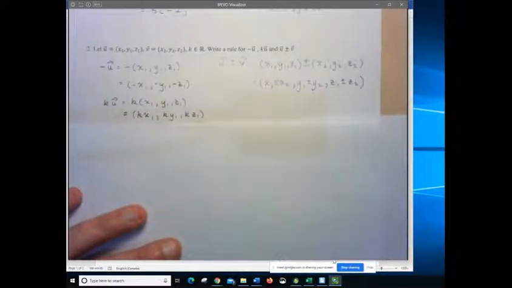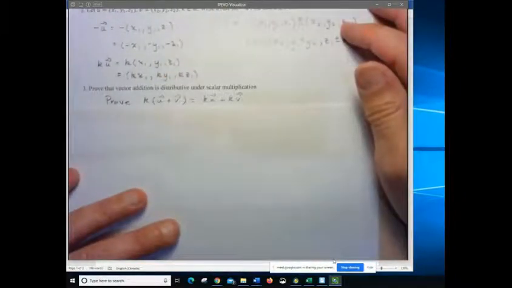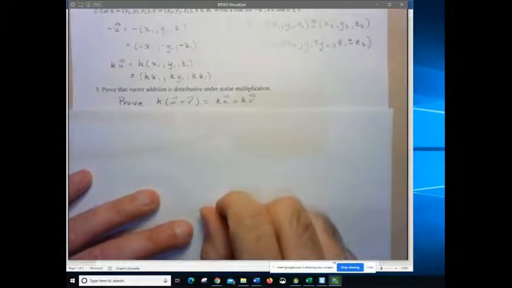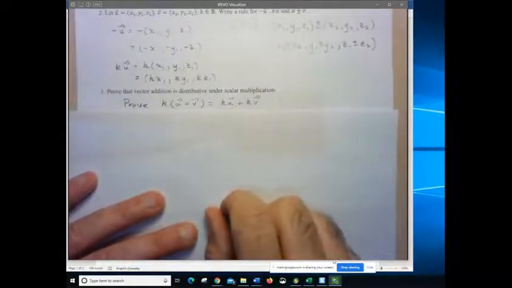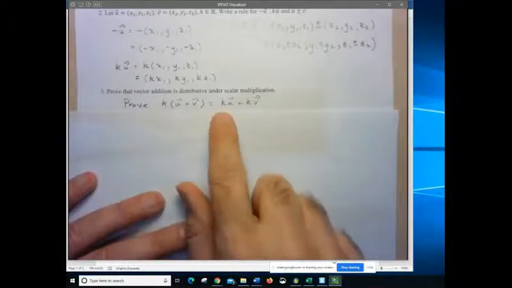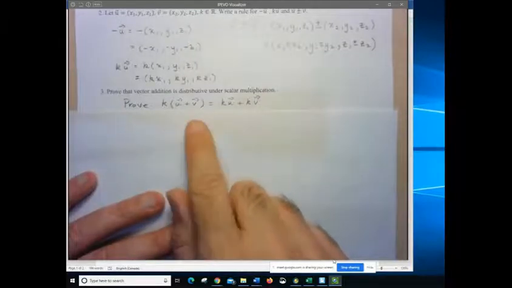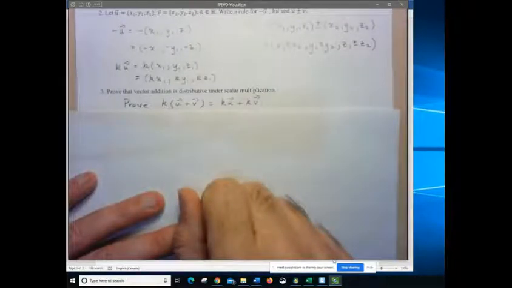Okay, so as an example, let's see how we could use this to prove our distributive property. Now, back when we were talking about geometric vectors in the previous sections, okay, we gave a pictorial justification for this property.